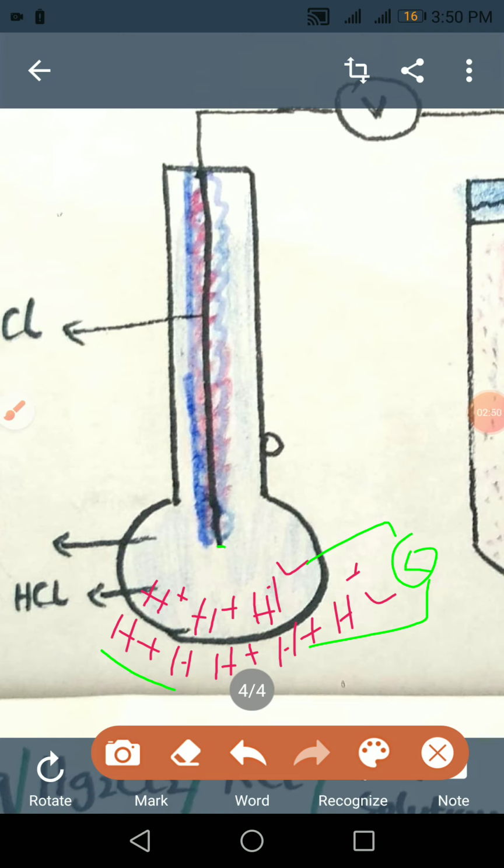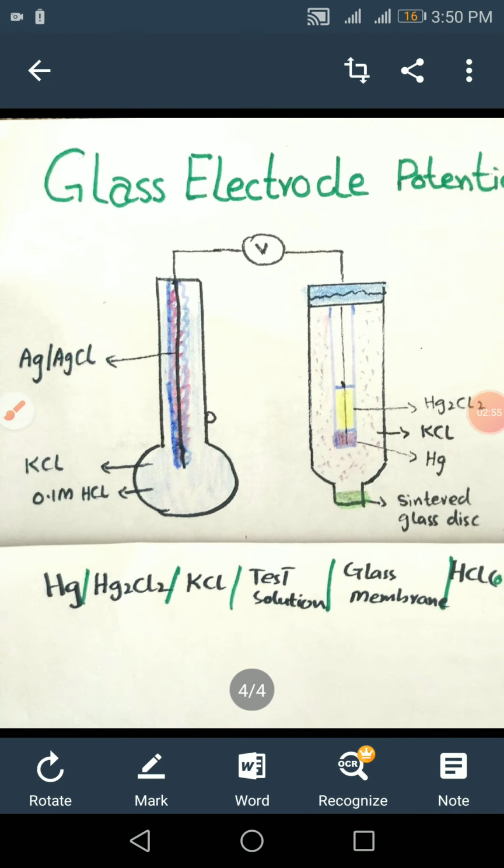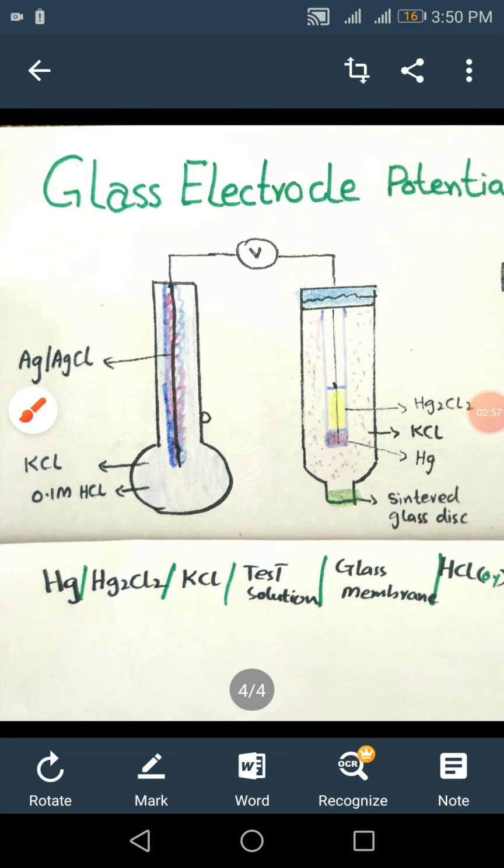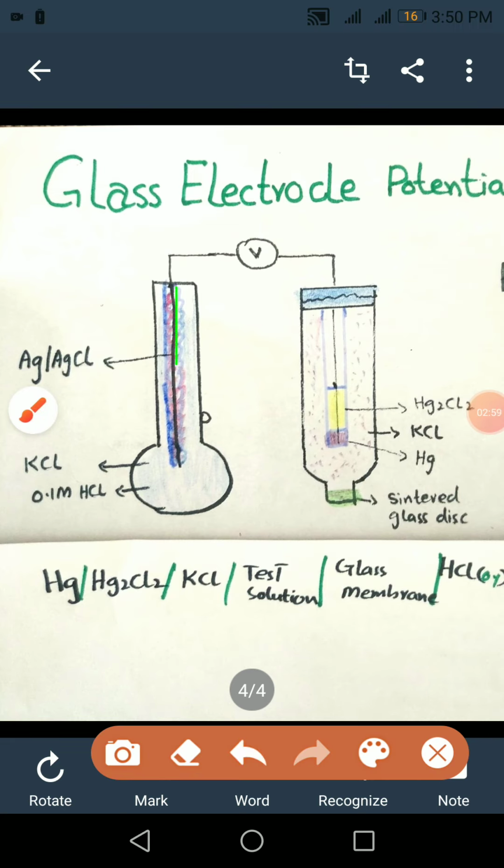Now the question arises, how to measure it? Because if you observe this system closely, there are a number of potential differences. There is one potential difference between AgCl and KCl solution here. The other potential difference is because we can't measure the potential of a single electrode, so we have to couple it with a reference electrode. So there is a potential. Let's say we use a saturated calomel electrode, so it has a potential.